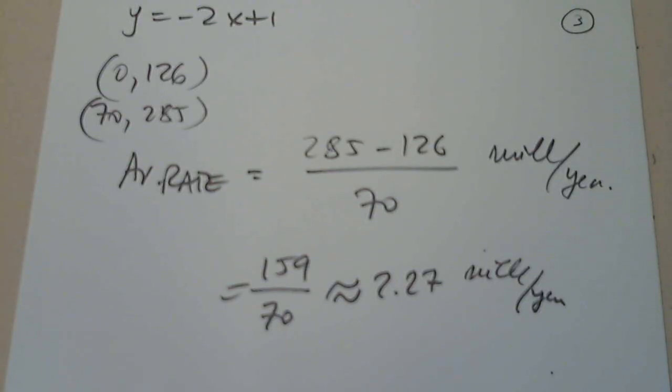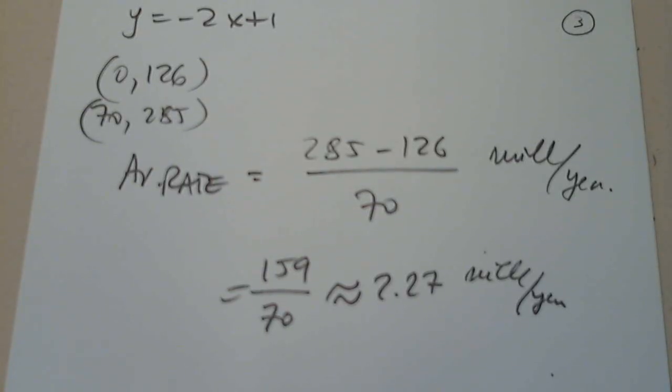So I will disregard everything else except B and D. The population is decreasing. No, because it's not a negative number. The population is increasing at an average rate of about 2.27 million people per year. And that's my D answer. And that's it.